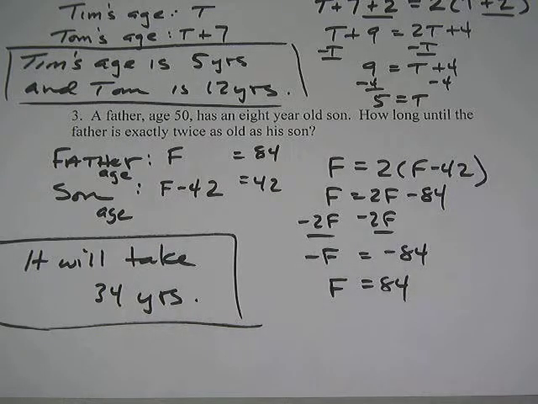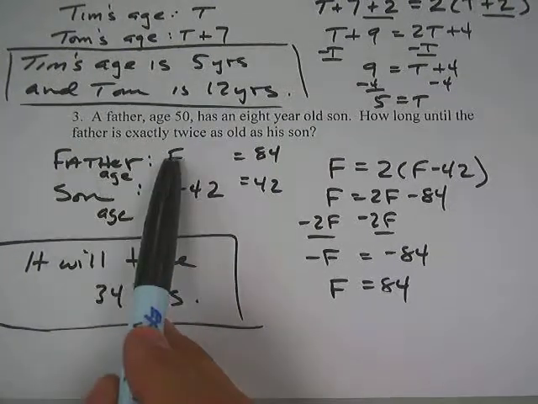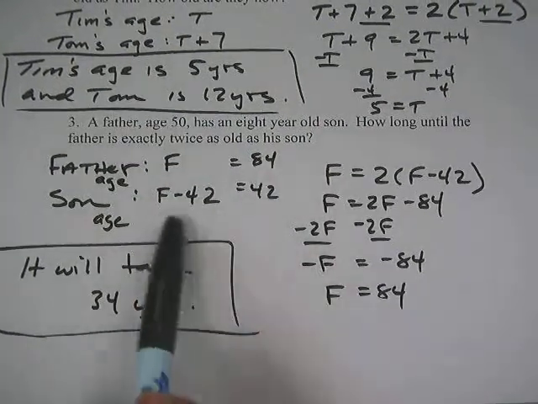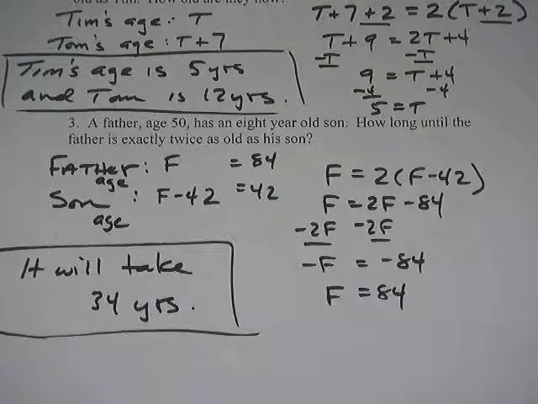And then at the very end, I made sense of my answer. The F is 84. Well, what does that mean? It doesn't mean it's 84 years. It means that's what the father's age is when it happens. It's 84, and obviously the son is 42, and that is twice as old. So I hope that makes sense. That's age problems.